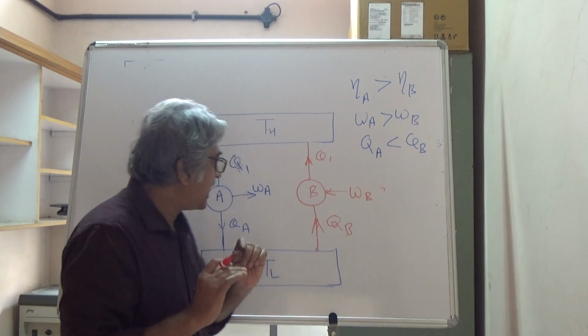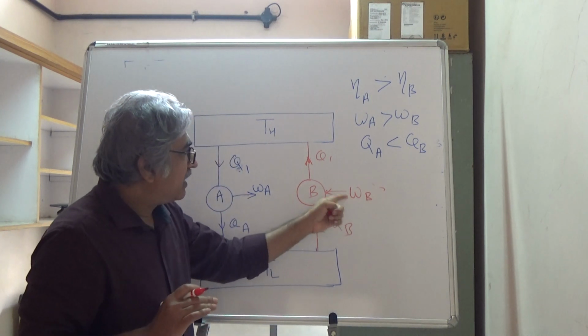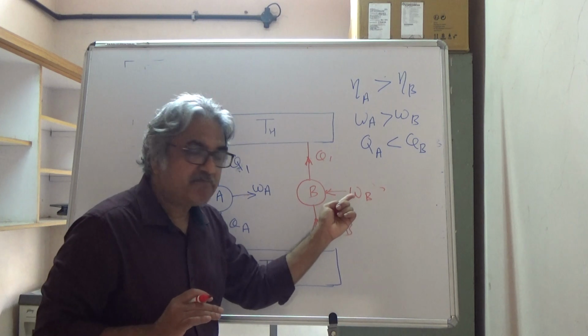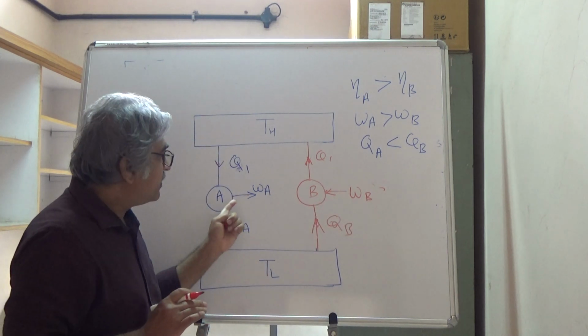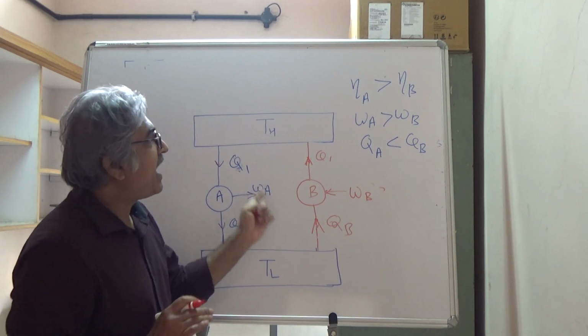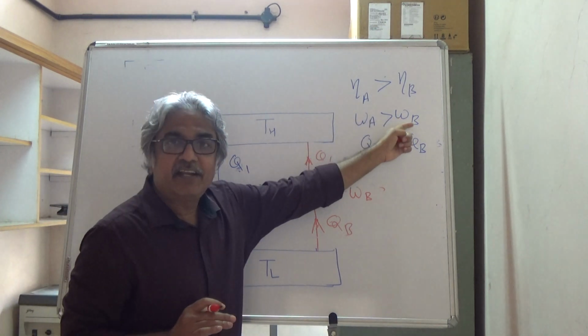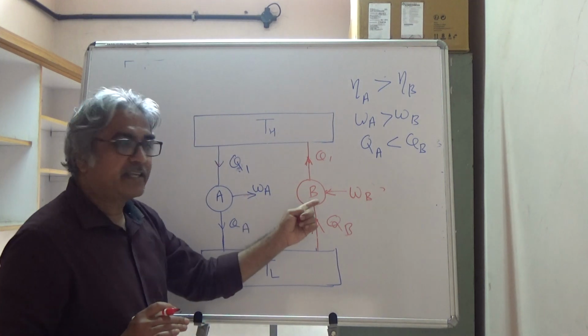But before we come to that, also see here, this is a kind of heat pump which requires WB. This is an engine which is producing WA and WA is greater than WB. Okay, WA is greater than WB.